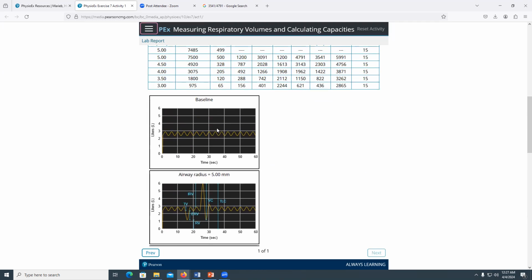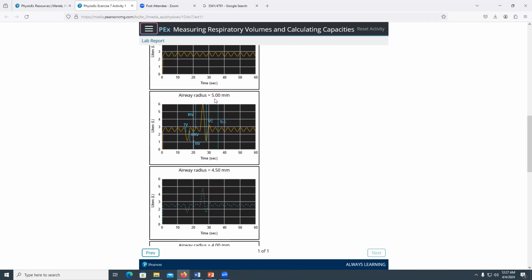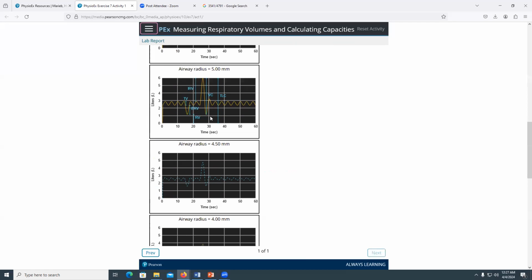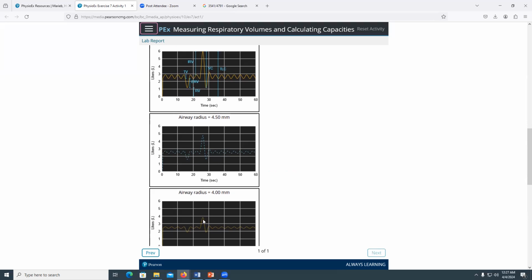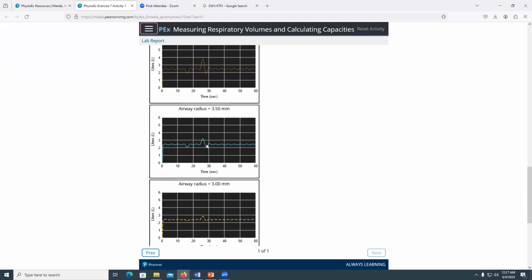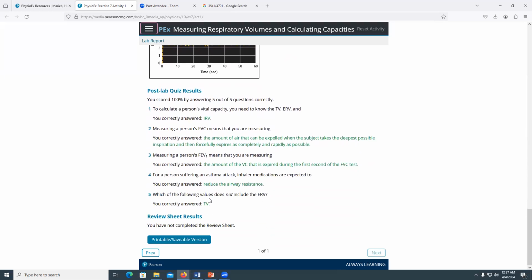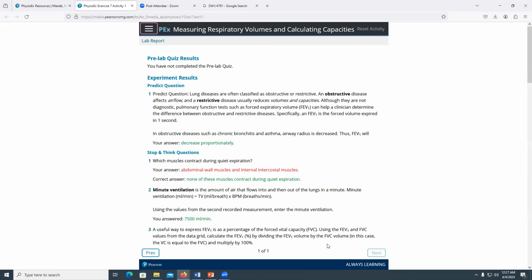Okay, and these diagrams just show us what happens at baseline, when the radius was 5. And as the radius drops, you see that all the capacities and volumes significantly drop. Okay, that's the end of the lab.